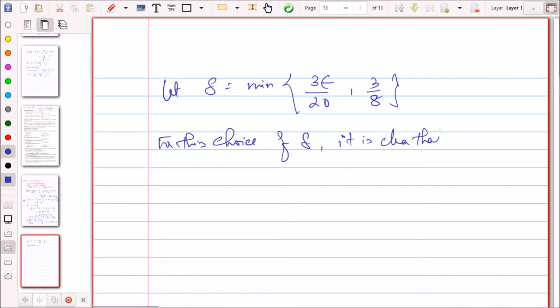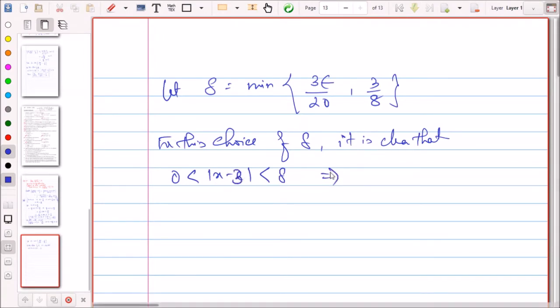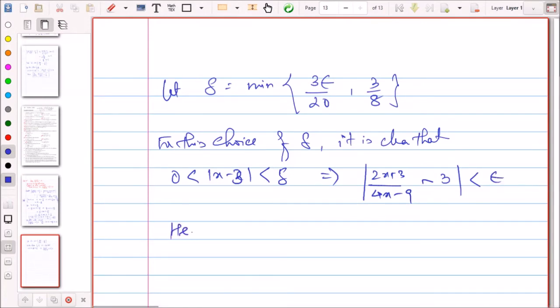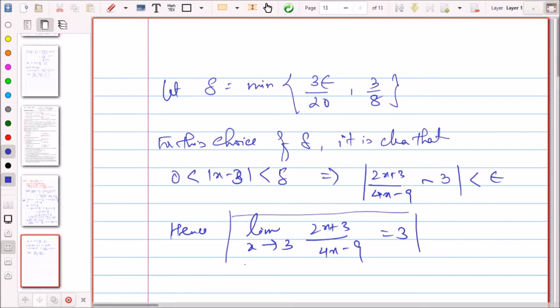it is clear that 0 less than mod x minus c less than delta, this is 3, so mod x minus 3 less than delta, implies mod of 2x plus 3 upon 4x minus 9 minus 3 is less than epsilon. Hence, limit x tends to 3 of 2x plus 3 upon 4x minus 9 is equal to 3 by definition of limit.